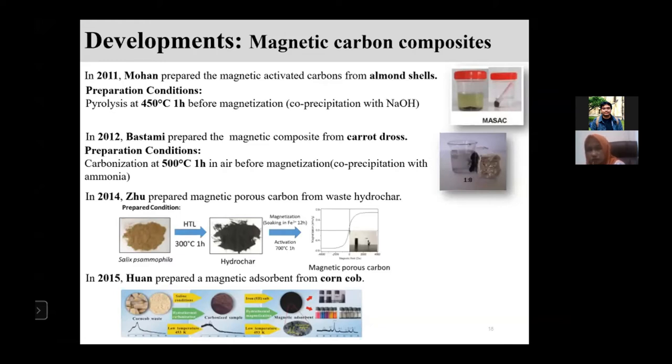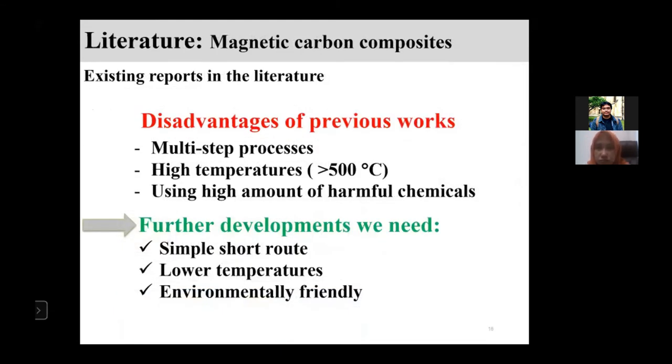Okay, there are so many papers that have published work so far, but no one has really investigated the effect of magnetic particles on the adsorption efficiency. They just talk about how fast they can remove the carbon adsorbent from the water. Yeah, that's it. Okay, so I found that in the literature, they have a lot of disadvantages.